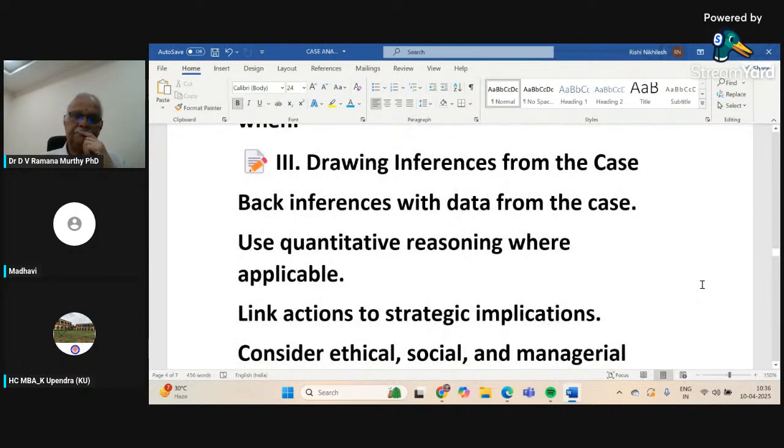Then, the third important thing, after answering the process issues there: how do you draw inferences from the case? Because only data will be given to you. The company's case will be given to you. Drawing inferences from the case, back inferences with data from the case. Please note that you have to back inferences with data. Use quantitative reasoning where applicable.